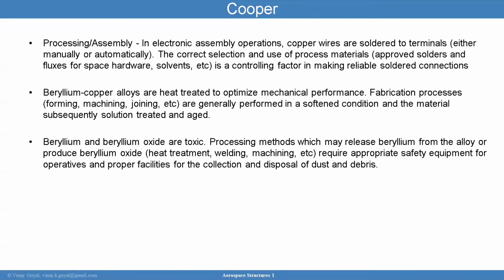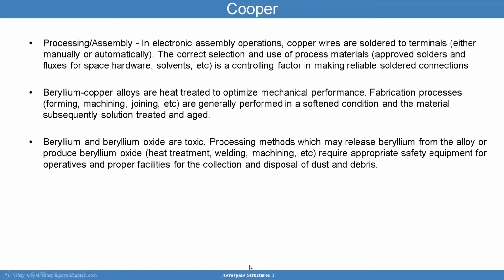The processing and assembly of copper. So in electrical assembly operations, copper wires are typically soldered to terminals, and that requires a correct selection and use of the materials to get there. The beryllium and copper are heat treated to optimize mechanical performance, and they're usually done to be able to produce a material that can be formed, machined, and joined.